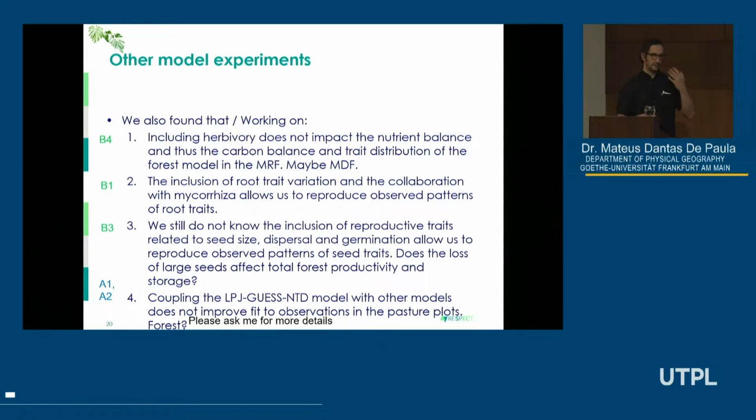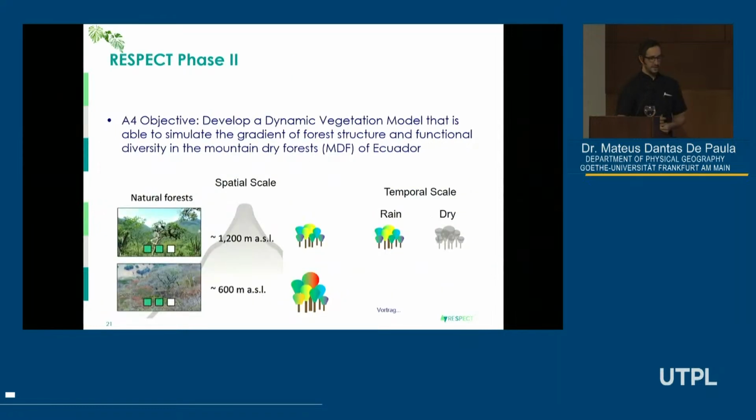And lastly, of course, which was already cited here, we are working on the coupling of the LPJ-GUESS and the Humboldt model, to create this coupled version, which would also improve the fit of the model to observations. And then, of phase 2, we are very excited to go now to the dry forest sites and work with this completely different environment, which not only has the difference from elevation on the spatial scale, we also have the difference on the temporal scale, from rainy to dry seasons. So now we have to include hydraulics in the model and a response to drought, and how we are going to deal with deciduousness in the model and biodiversity, of course, in order to reproduce what's going to be measured in the field.